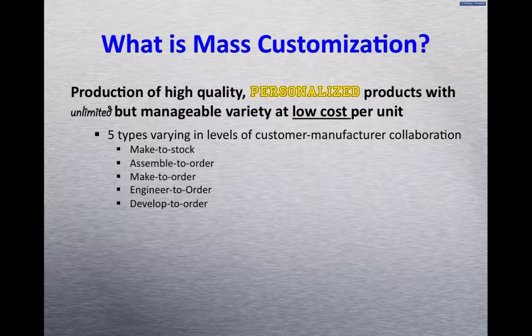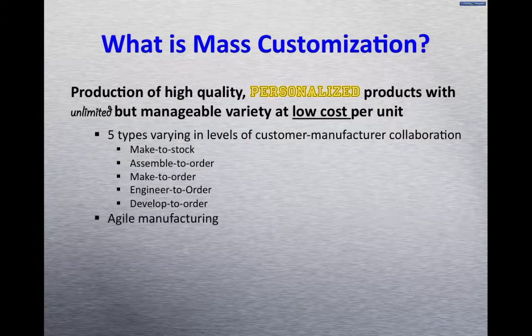Type 1 is make to stock, defined by a single product designed to satisfy all customers. Type 2 is an assemble to order product, built based on input from the customer from components already produced. Type 3 is a make to order process, beginning with raw materials and built to customer specifications. Engineer to order is type 4, representative of a manufacturer working with the customer to design and produce it. Finally, type 5 is called develop to order and involves the creation of one-of-a-kind items on a very small scale.